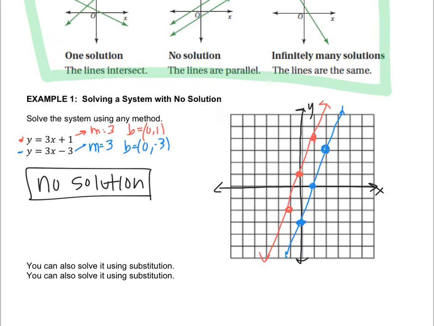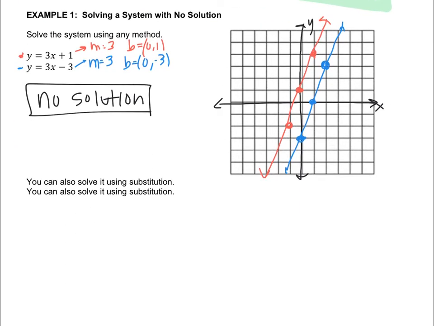You could also have done this using the substitution technique. Let's look at that. So if you take our 2 equations, remember substitution is when you take one expression and you plug it into the other. So if y equals 3x plus 1 and y also equals 3x minus 3, then I can take 3x minus 3 and plug it in for y. Because if they both equal y, then they must equal each other. So I've got, instead of y equals 3x plus 1, I can write 3x minus 3 equals 3x plus 1.